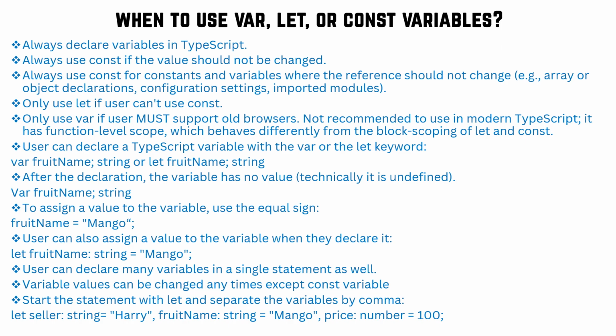You can declare a TypeScript variable with the var or the let keyword. After declaration, the variable has no value; technically it is called undefined. I will discuss that later today. To assign the value, you can give it on the next line or on the same line. You can declare many variables in a single statement as well. A variable value can be changed any number of times except for a constant variable. Start the statement with let and separate the variables by commas.